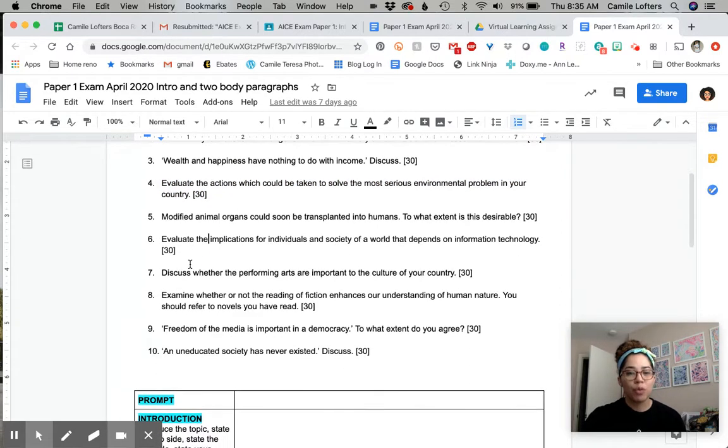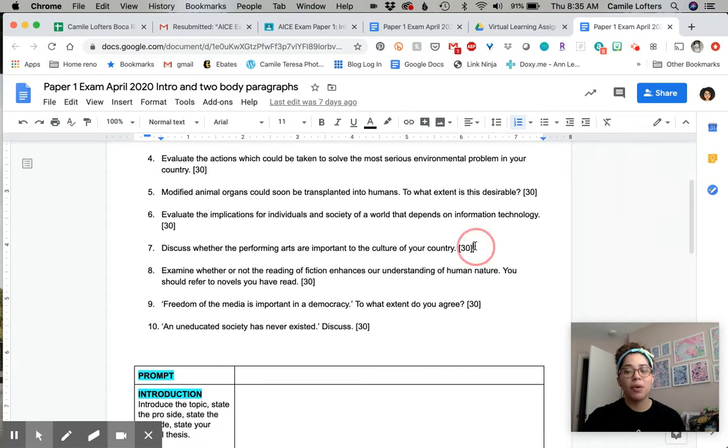Those were the two most popular ones. I did have some people, or quite a few people, pick number 7, which says to discuss whether the performing arts are important to the culture of your country. This question was also slightly misinterpreted by some people because it's asking whether performing arts are important to the culture. It's not asking you whether performing arts are good or bad. Okay, so again, it's asking your country, so you want to establish that you're talking about the United States, and then you want to talk about the way that performing arts are important to the culture.